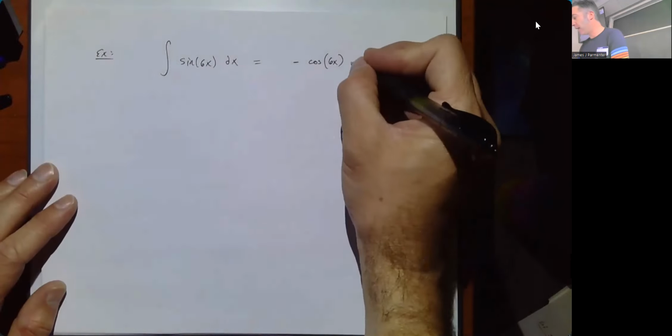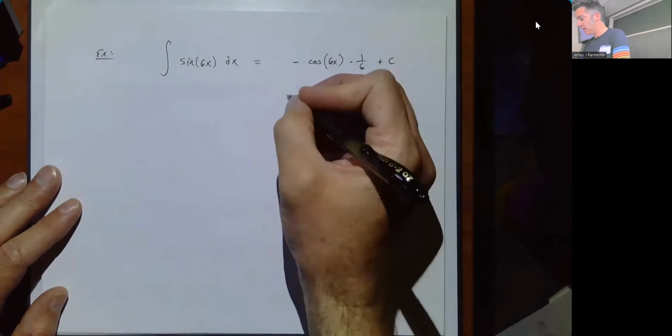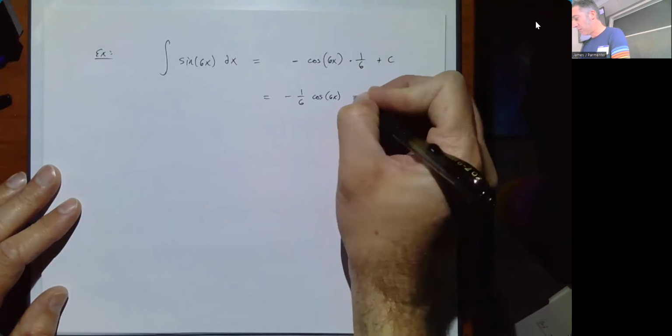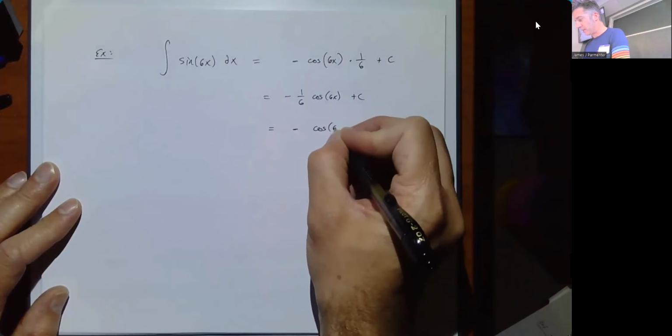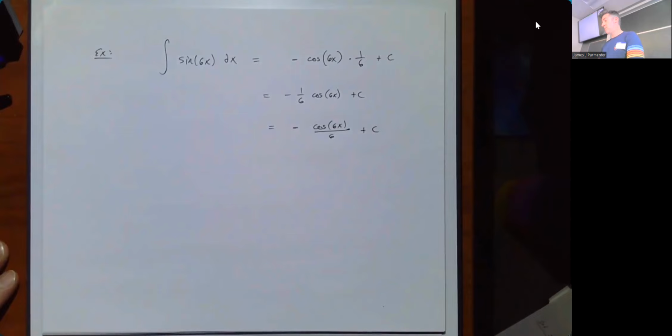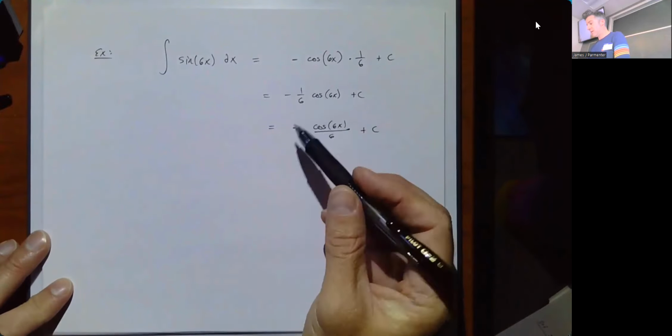I prefer to write times 1/6, but either way is fine. You can write it like this. You could write it as negative 1/6 times cosine of 6x, which is probably a more standard way of writing it, or you can write it as negative cosine of 6x over 6 plus c. Either way you write it, the derivative of a constant times cosine is negative 1/6.